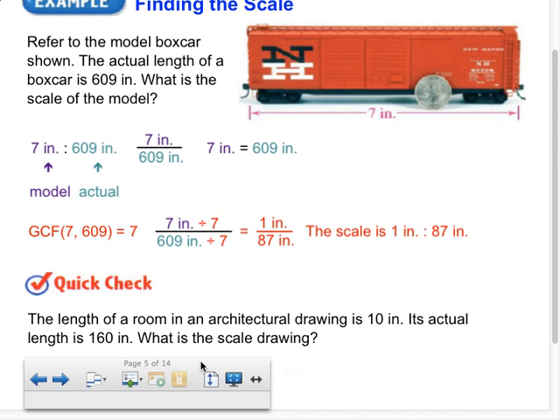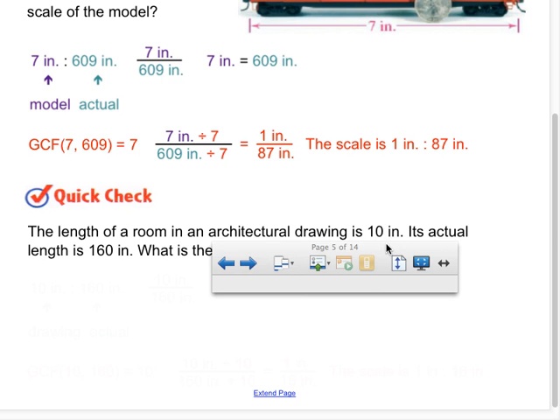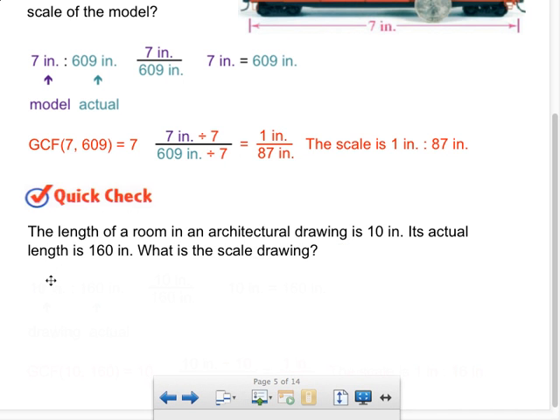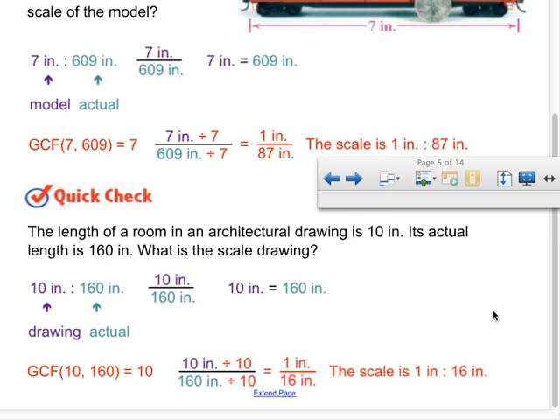The length of a room in an architectural drawing is 10 inches. Its actual length is 160 inches. What is the scale of the drawing? That's an easy one you guys can do mentally. Logan, go ahead. Every inch is 16. Right, so it's 1 to 16 is the scale. That means the GCF that we use was 10. And when you divide that out, we get exactly what you said, which is 1 inch to every 16 inches.